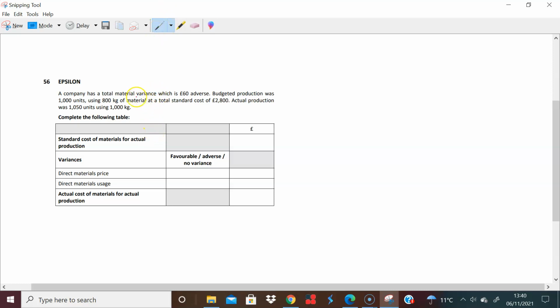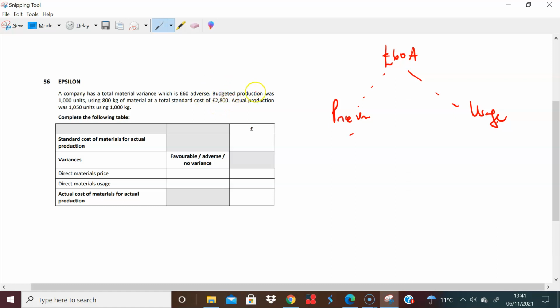We're told a company has a total material variance, which is 60 pounds adverse. So we know the total material variance itself. That 60 pounds is split up into a price variance and a usage variance. Together, these two will add up to 60 pounds adverse. So that's the first thing we know.